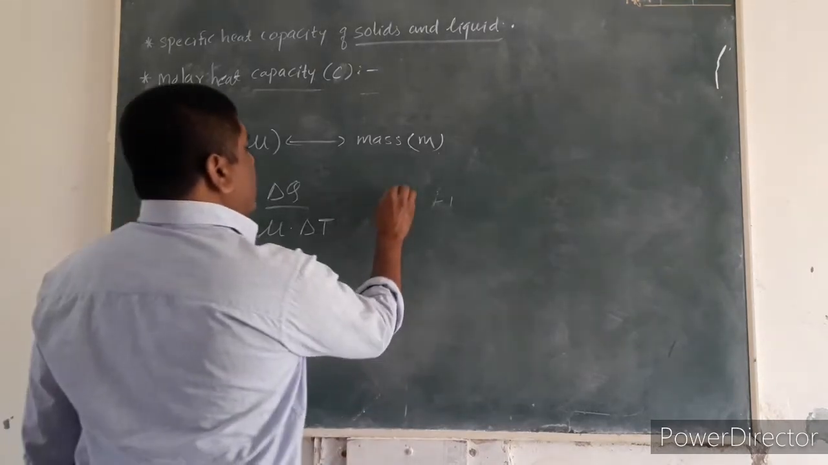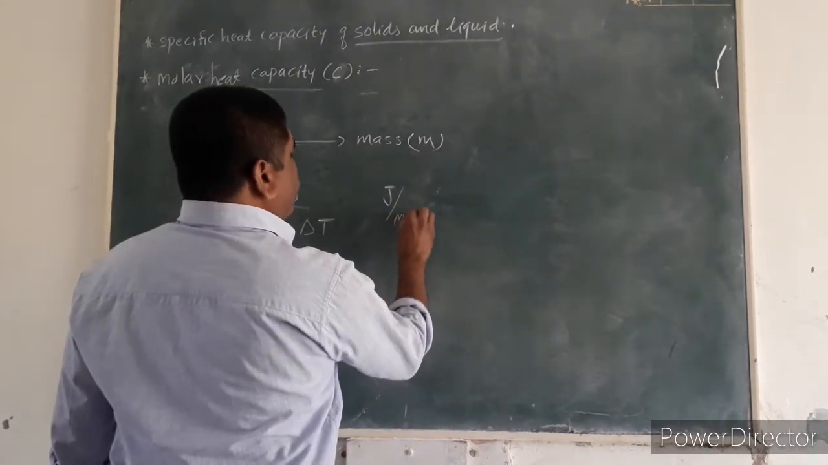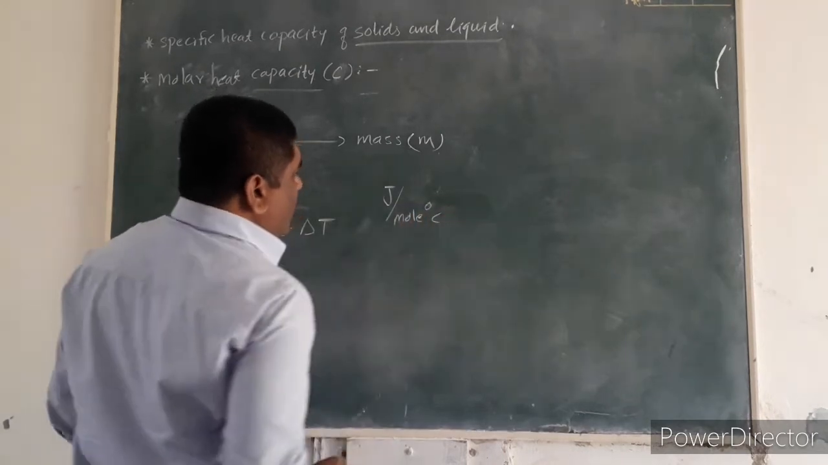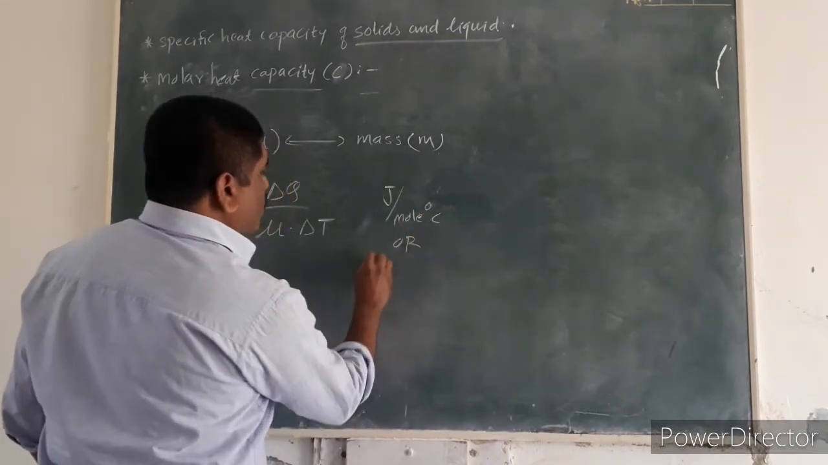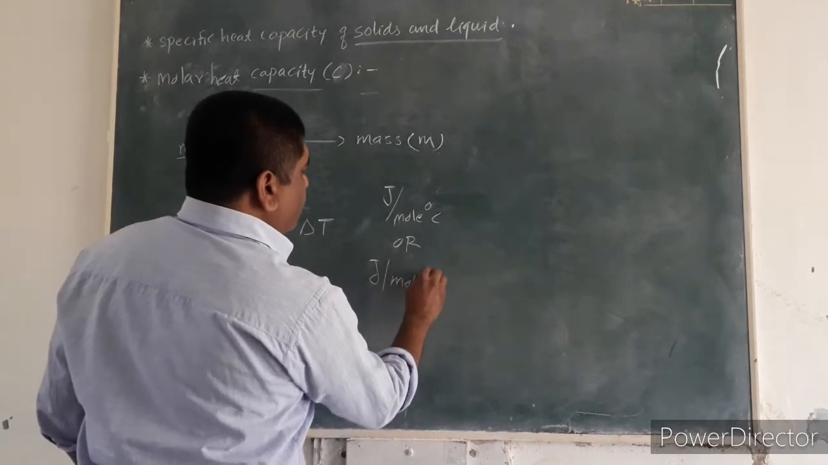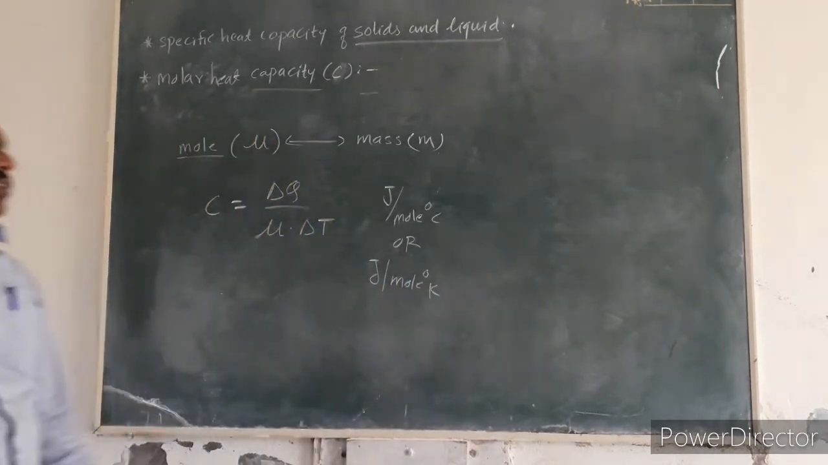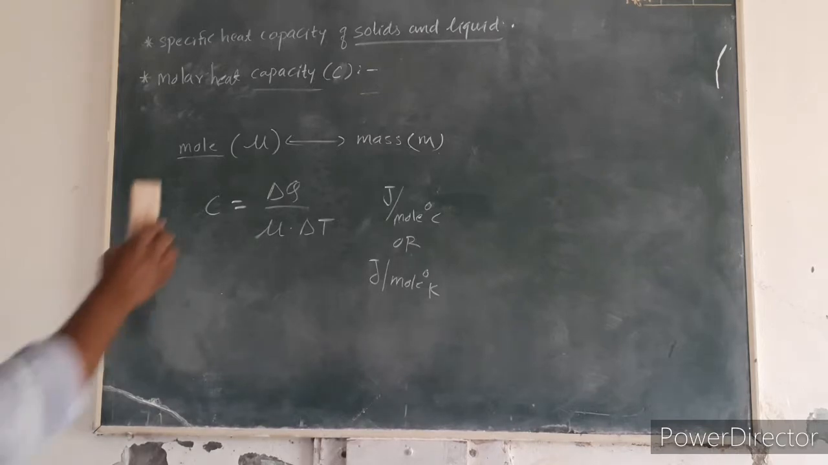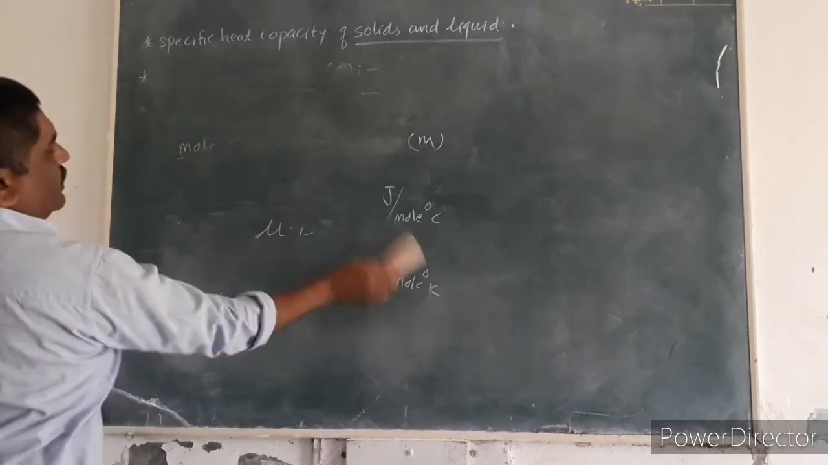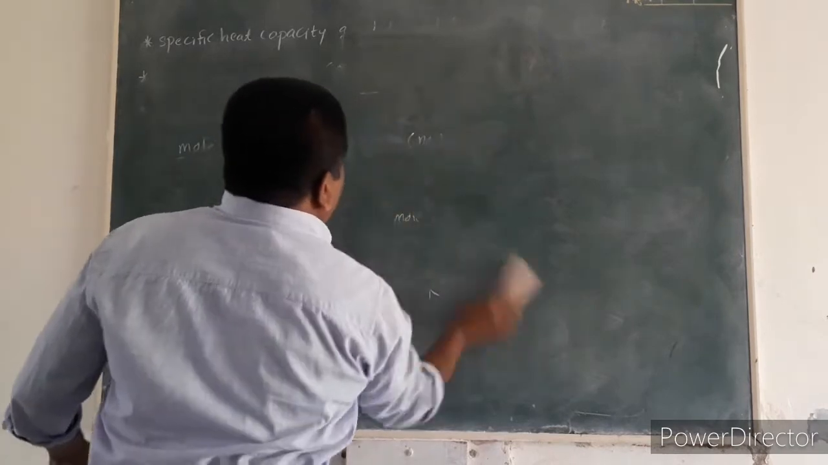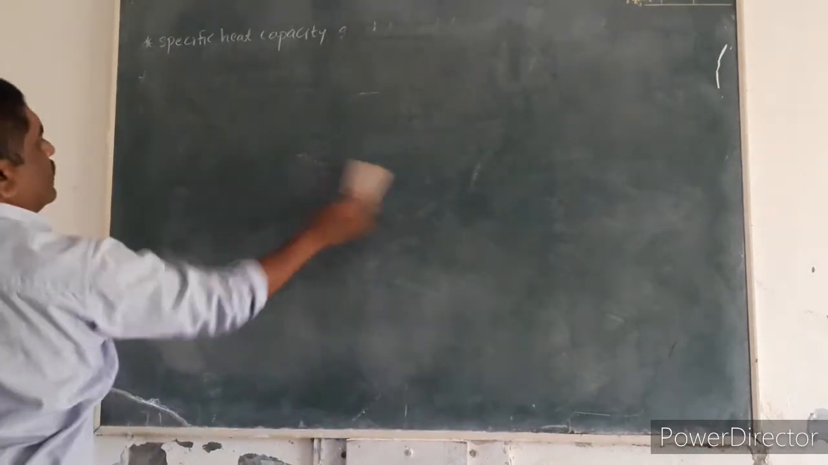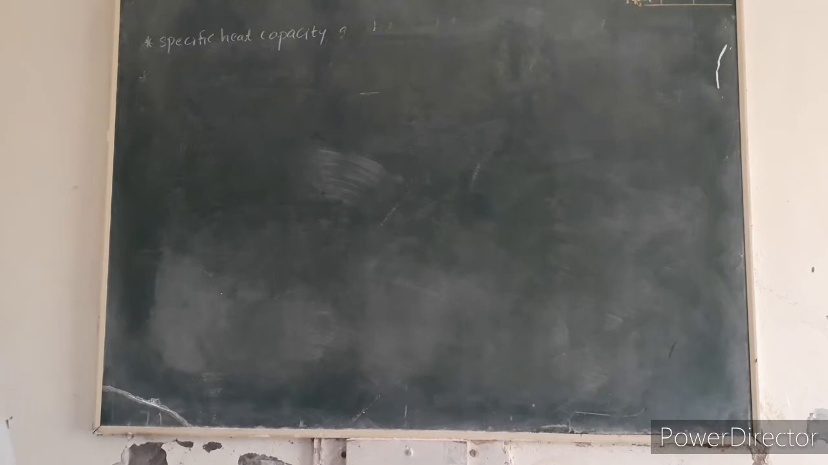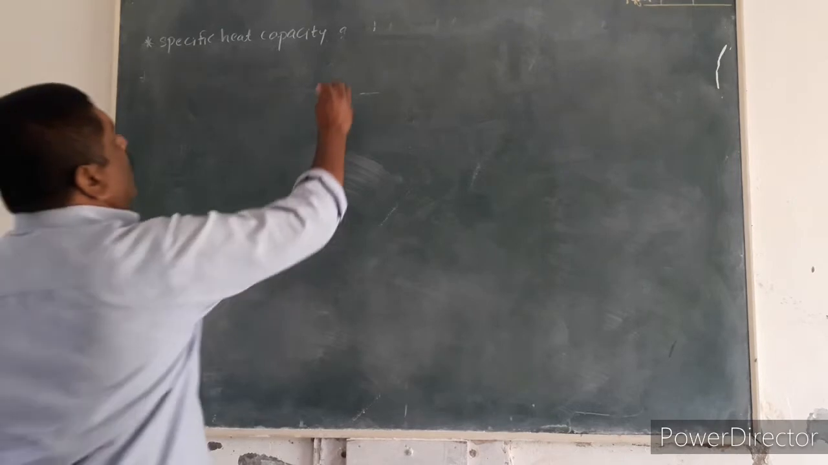Therefore, the SI unit is joule per mole degree Celsius or joule per mole degree Kelvin. This is the SI unit of molar specific heat. Now we define the specific heat capacity in the case of gas. Another definition is the specific heat capacity of gas.